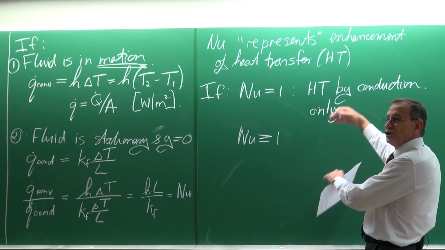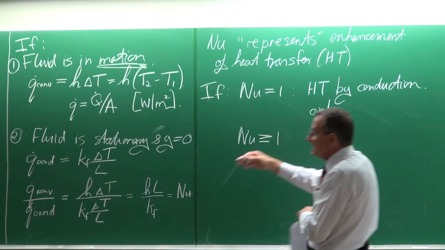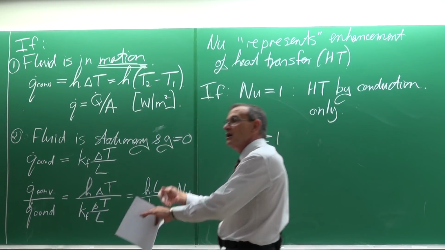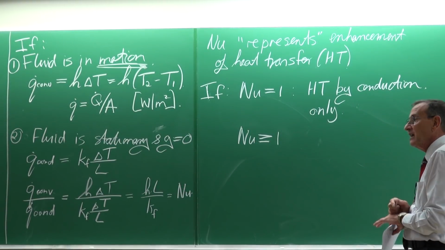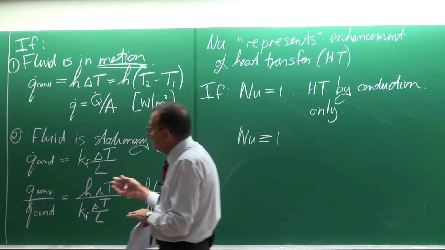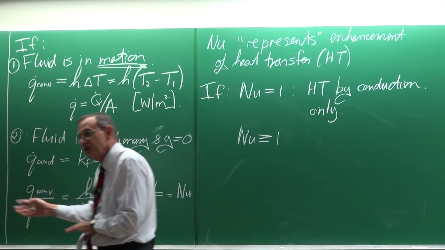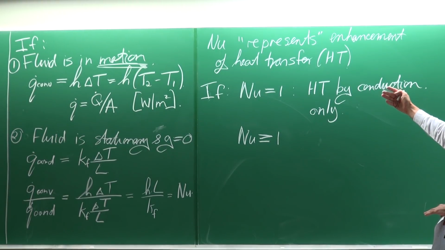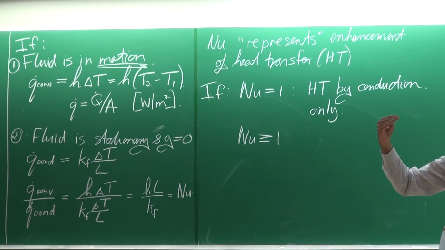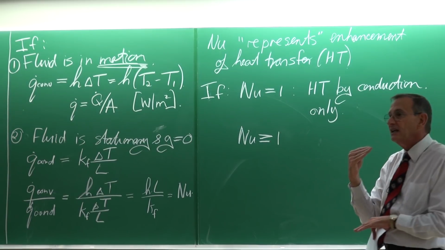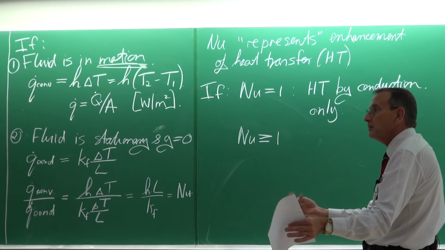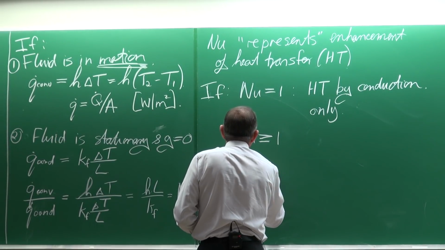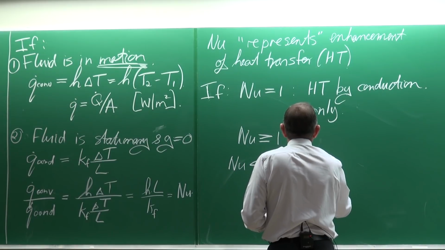If the Nusselt number is 2, it means that the heat transfer would be double than that of conduction because of the fluid motion. And in general, if we keep on increasing the fluid motion, the heat transfer would increase, the Nusselt number would increase, so the Nusselt number tells us with how much the heat transfer is being improved, being enhanced. So a Nusselt number smaller than 1 is not possible.